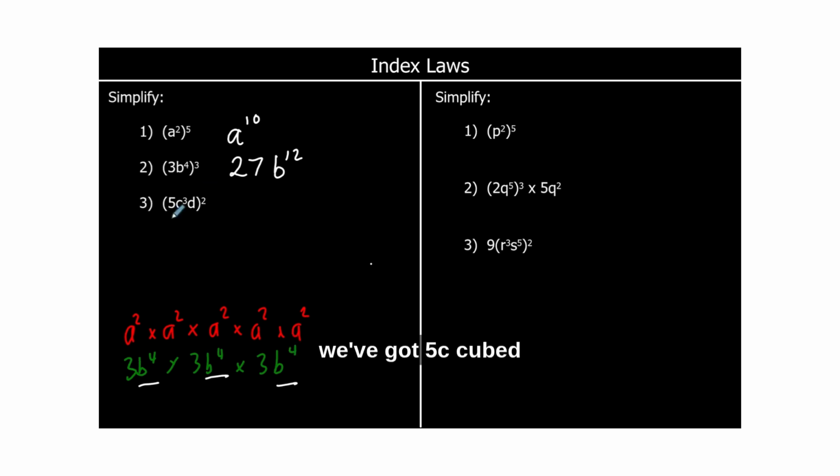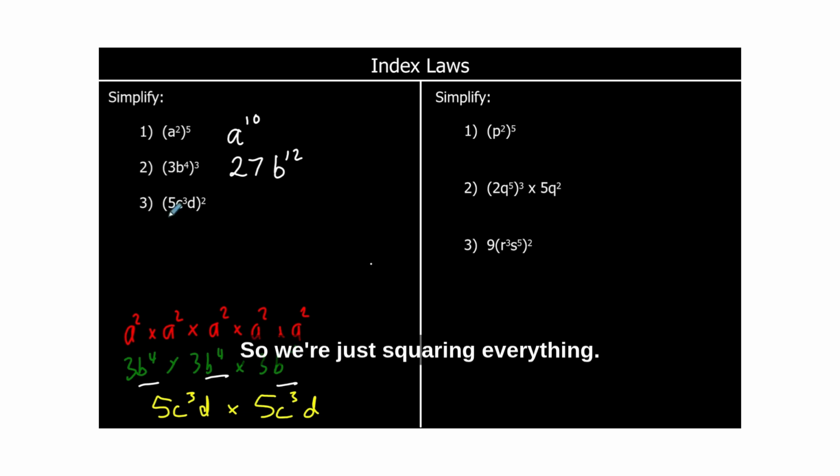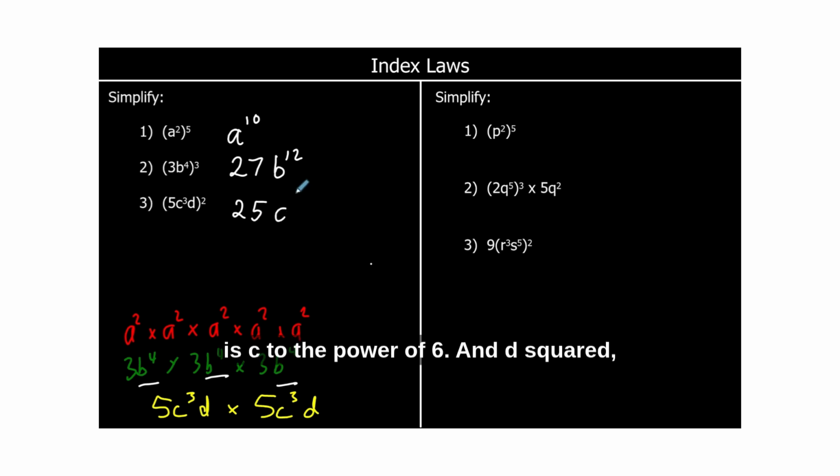And the last one, we've got 5c cubed d squared, all squared. So it's 5c cubed d times 5c cubed d. So we're just squaring everything. So 5 squared is 25. c cubed squared is c to the power of 6. And d squared is, well, d squared.